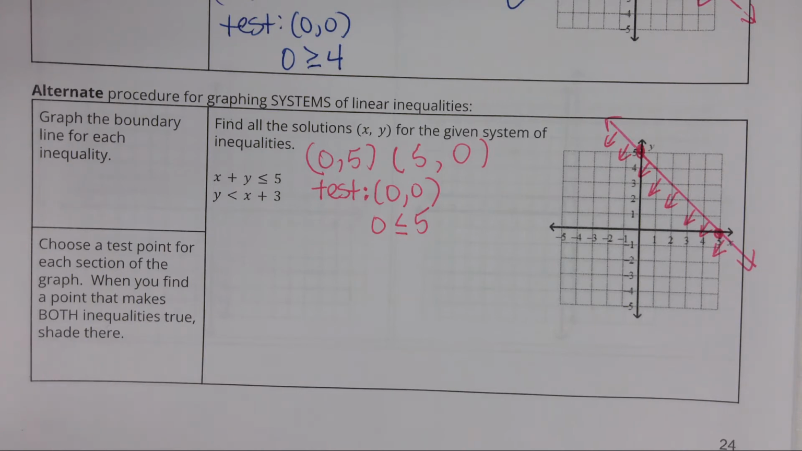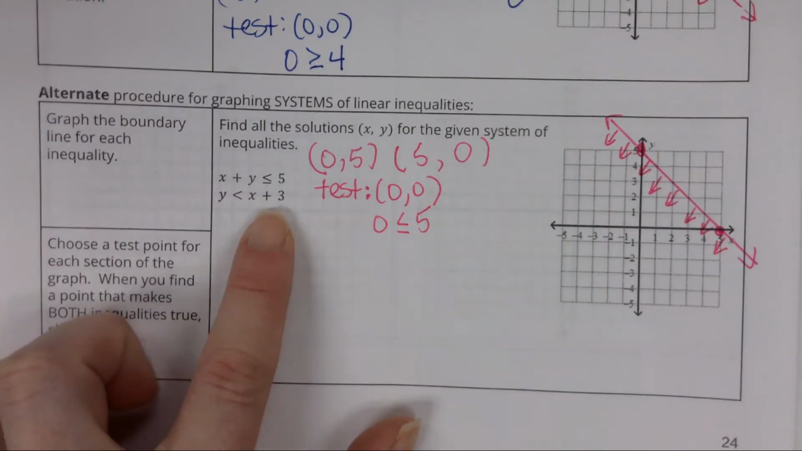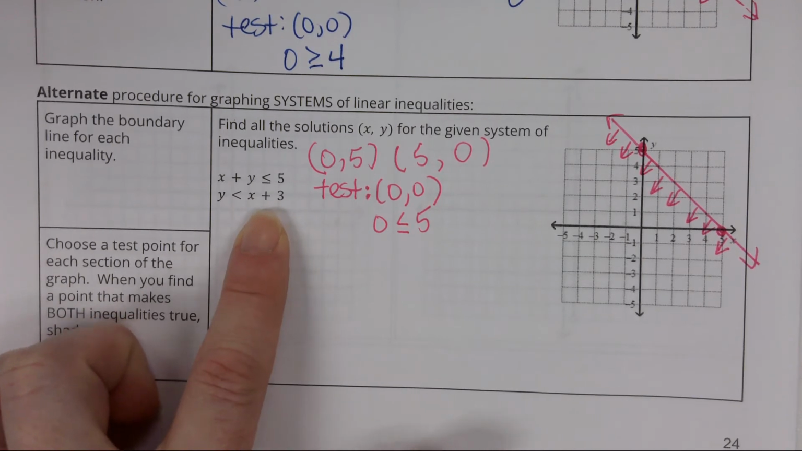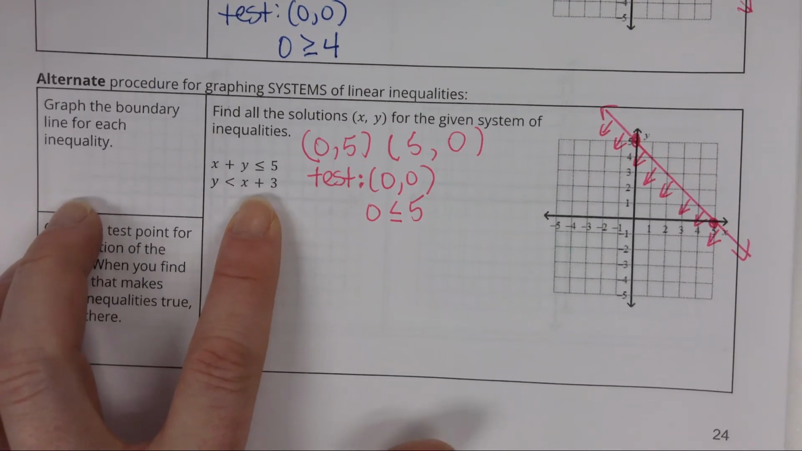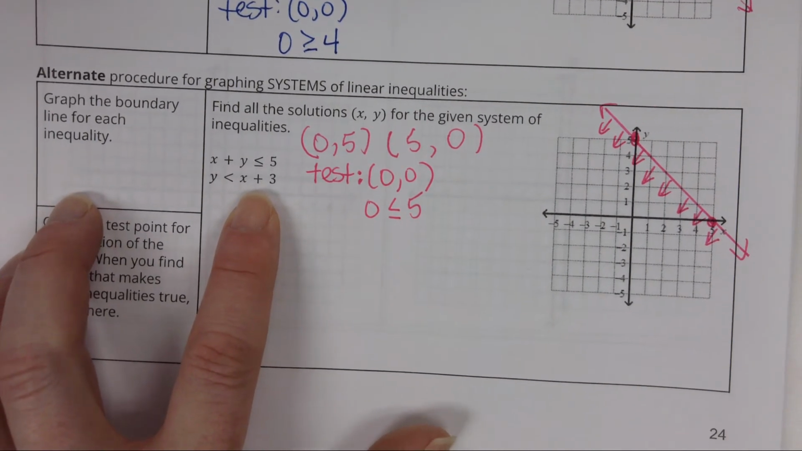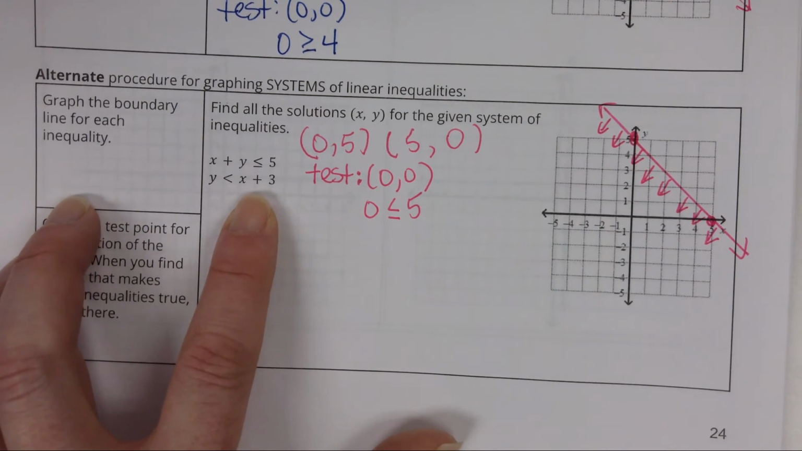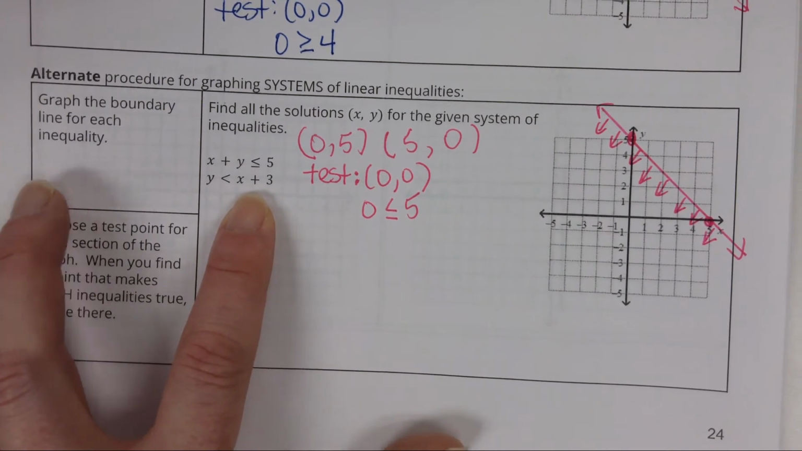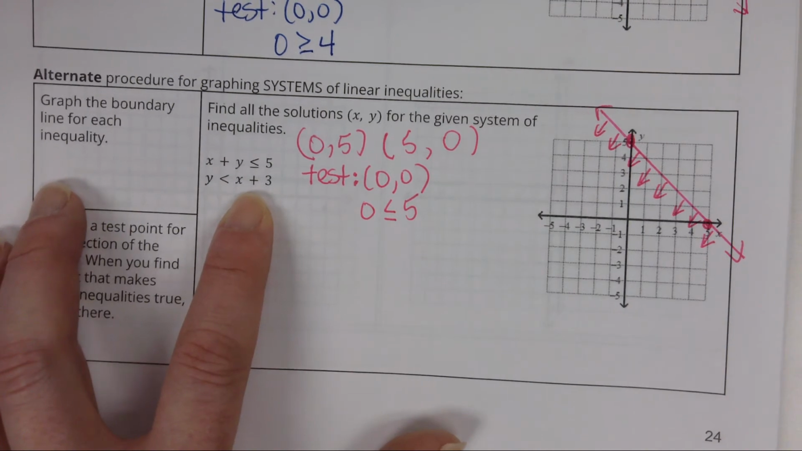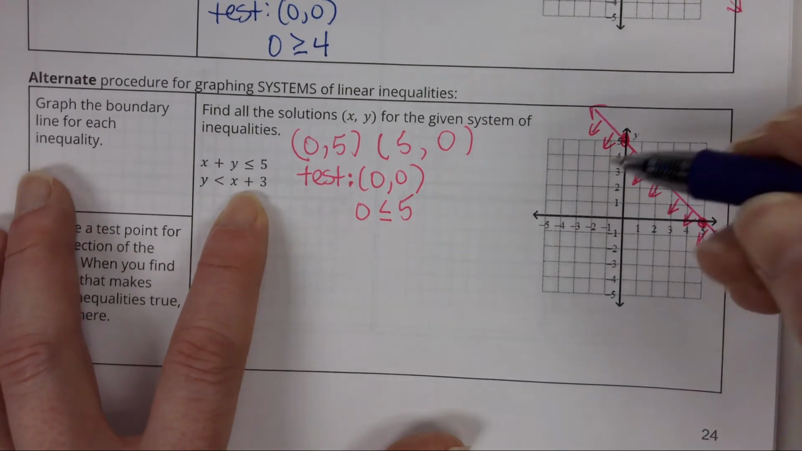Okay, let's look at the bottom one. I always love them when they're slope-intercept form. It's a little less work, I think. What's the y-intercept of this line? 3. So where should I start? On the y-axis. Okay, so I'm going to start at 3 up here.